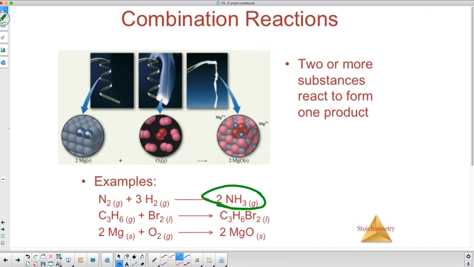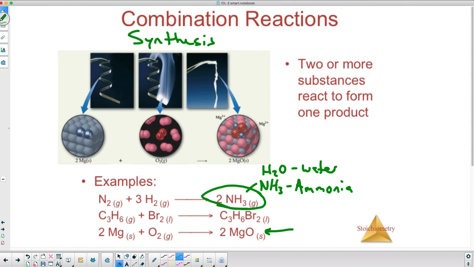This, by the way, we will see many times, and just like H2O has a common name of water, this also has a common name. NH3 is called ammonia. I'm sure you've heard of that before. Oh, by the way, combination reactions are also called synthesis reactions, and that's important because we use different names for the same process. Some people call them synthesis and some people call them combination.